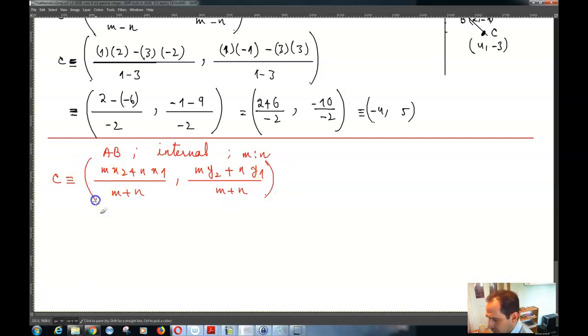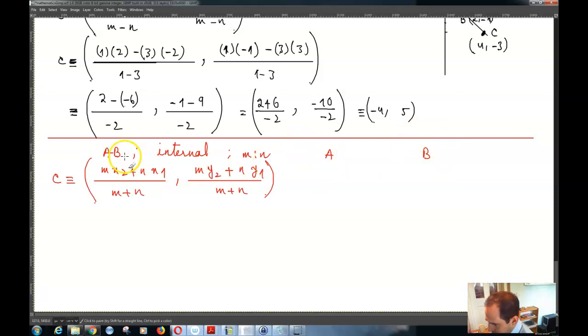Okay, now over here what's important is that you need to understand which one of these points to take as x1 y1 and which one to take as x2 y2, meaning that you have 2 points over here, A and B. You can take this as x1 y1 and take this as x2 y2, or vice versa.